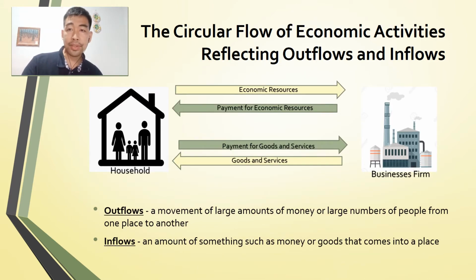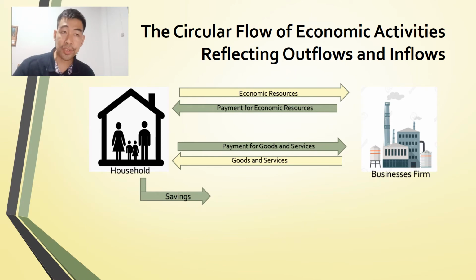If you look at the picture, you can see that there is an outflow and inflow. Outflow means a movement of a large amount of money or a large number of people from one place to another, while inflow means that an amount of something, such as money or goods, comes into a place. If you look at the arrows, you can see the dark color, which is the movement of money, and the light color, which is the movement of goods and services as well as economic resources.